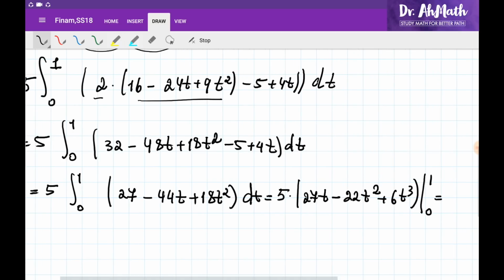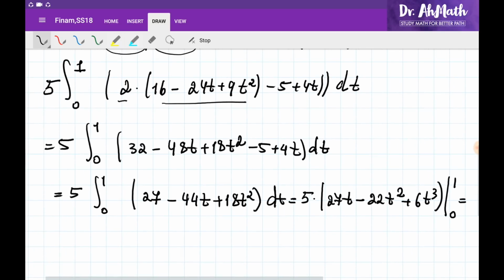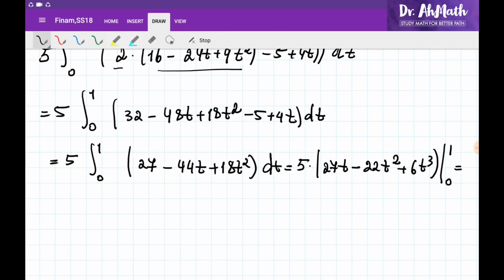So obviously if you substitute 0 for all the t's, it's going to be 0. And when we substitute t equal to 1, it's going to be 5 multiplied by 27 minus 20 plus 6. So 27 minus 20 is 7, plus 6... it's going to be 11, which is 5 multiplied by 11, or 55.